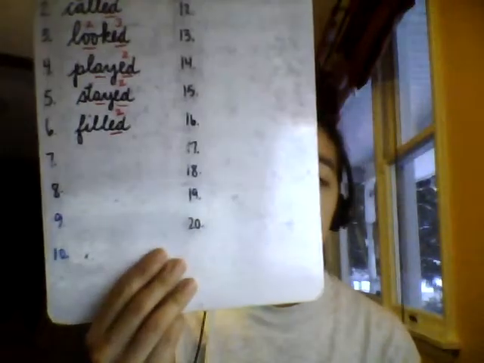Number 6, filled. The past tense of to fill. I filled the pitcher to the top with water. Filled. Think to spell fill. F-I-L. This uses the floss rule, and then add ed. Filled. F-I-L-L-E-D. Filled.